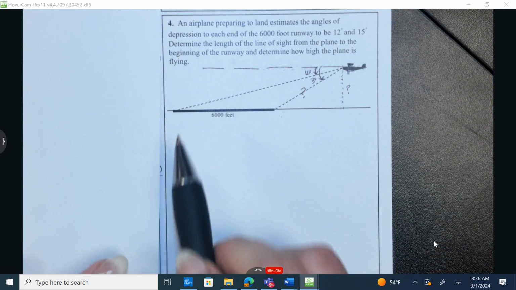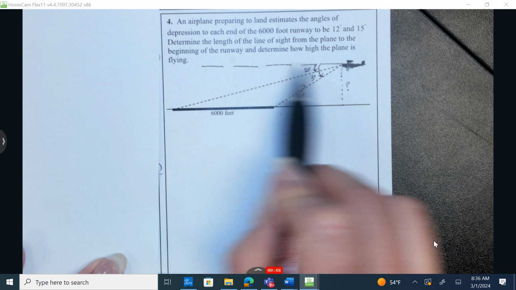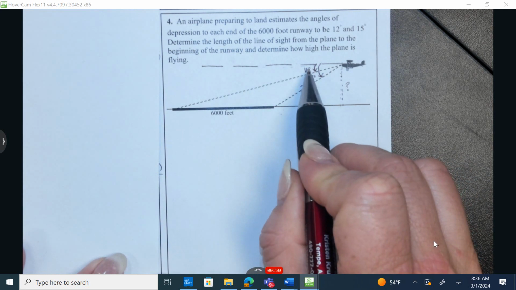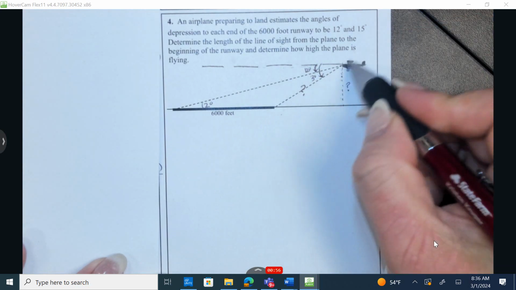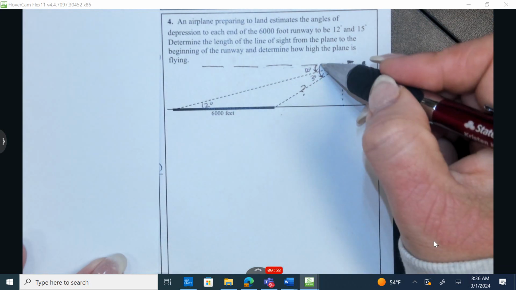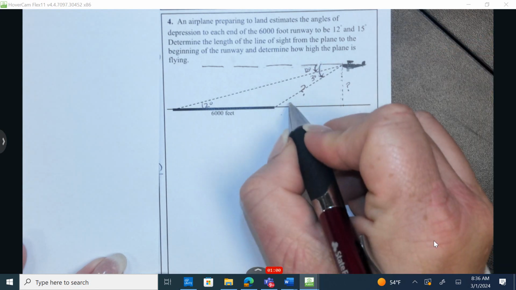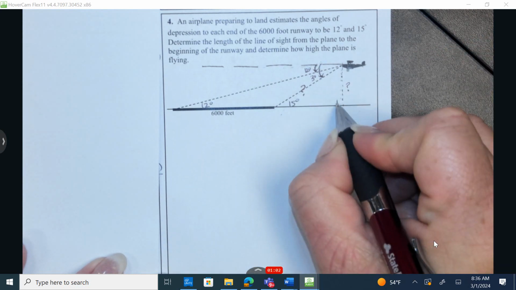Now think of this as a transversal. We have two parallel lines. This is a transversal, so this is 12 degrees, and that leaves here with 12 degrees. Again, this is a transversal cut through these two parallel lines. So if this angle is 15, so is this angle.